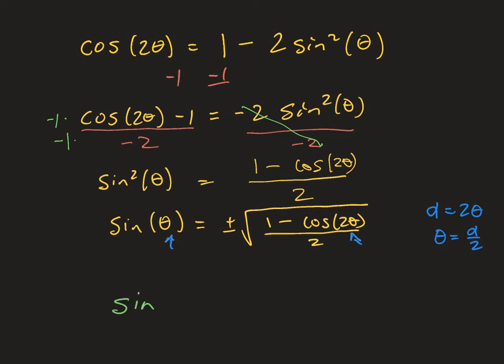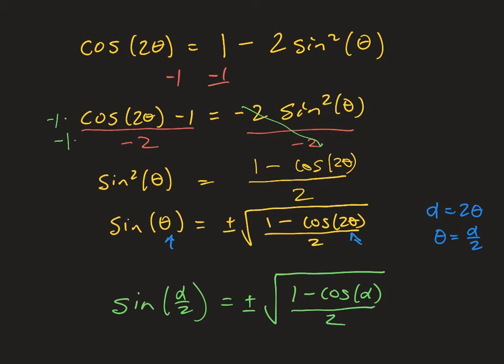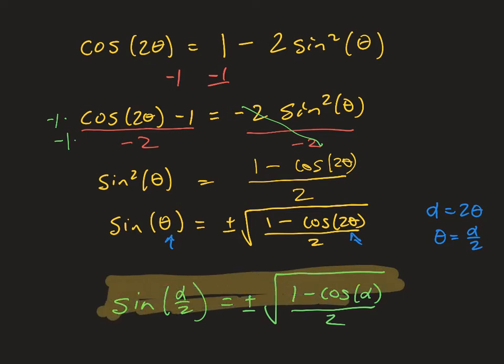So sine of alpha over 2 equals plus minus the square root of 1 minus cosine alpha over 2. And that's all under the radical. And this guy is called our half-angle formula for sine. I'll try and highlight that just so you can see that's kind of a big deal.